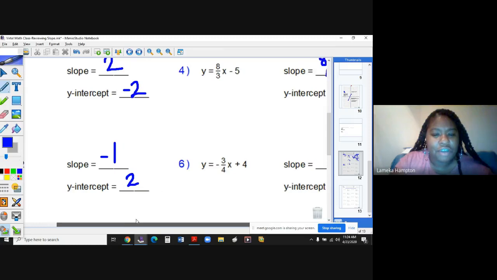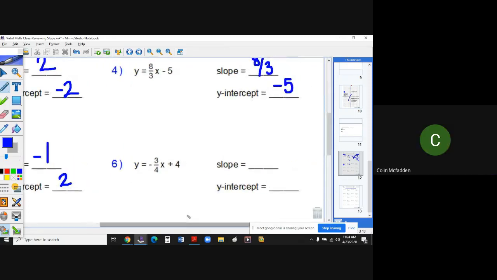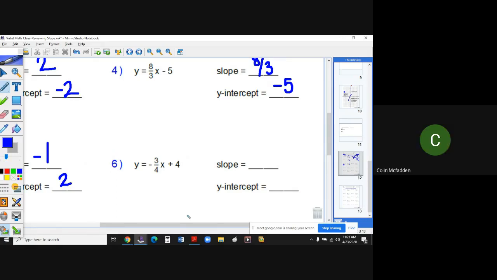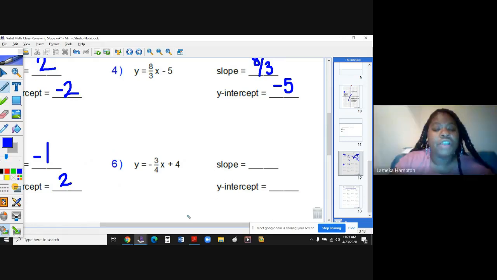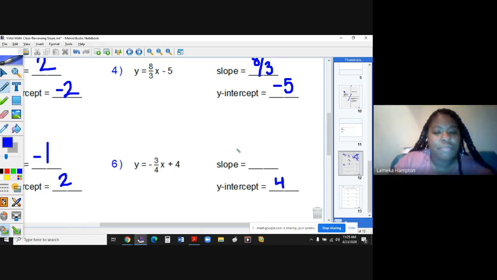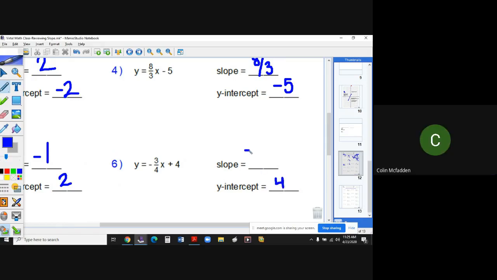All right, slide on over here to number 6 again. So again, the good news is it's already in the format that we want. So tell me what my slope is for number 6. And the y-intercept? Yep, -3/4, but I'll take it.